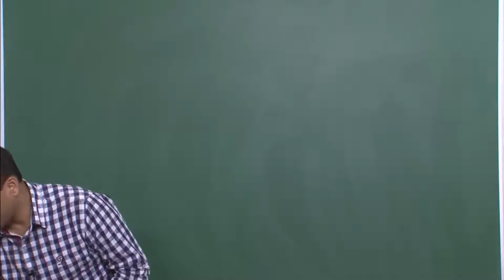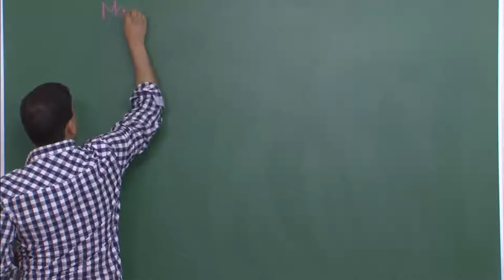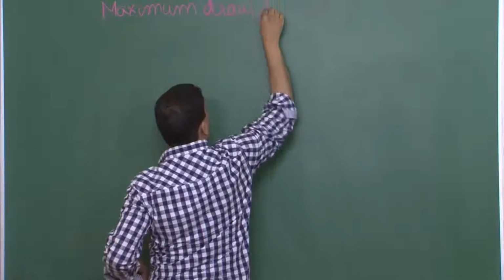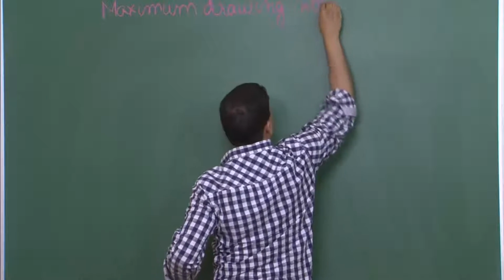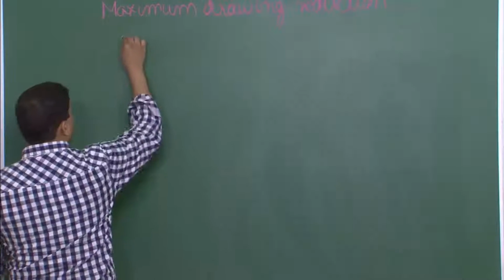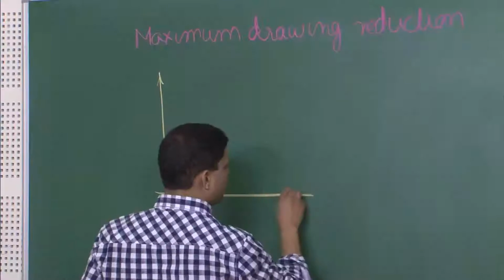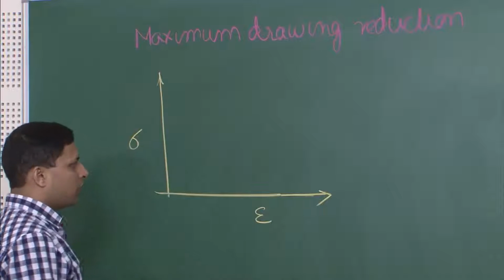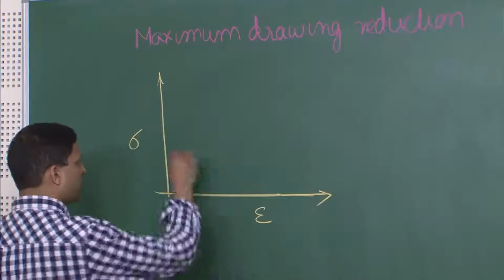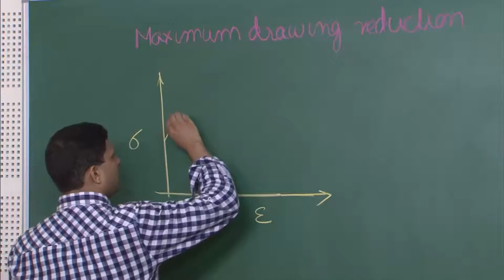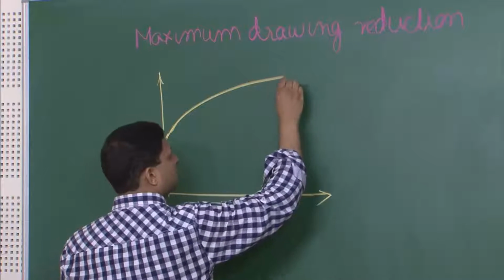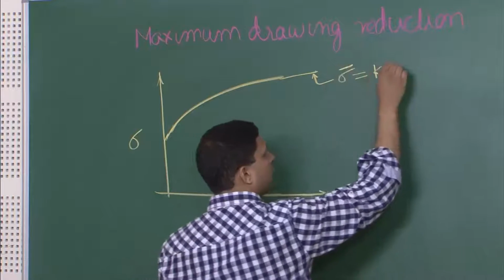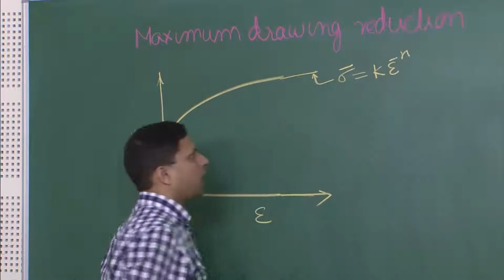So, we are looking at maximum drawing reduction. So, this is our true stress strain plot. So, this is stress, this is strain. Now, if we draw just the flow behavior, which is the plastic component, the plastic deformation behavior, it will come out like this. So, this is sigma equal to, or the effective stress equal to k epsilon to the power n.